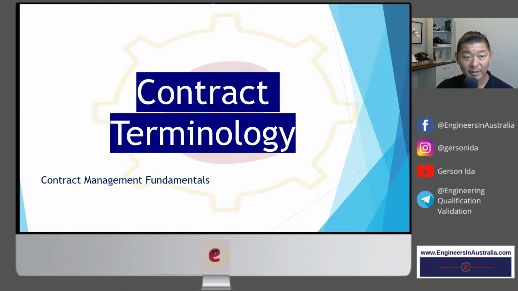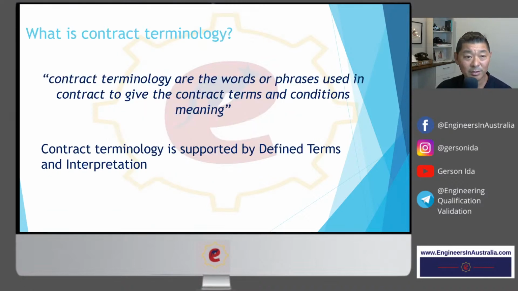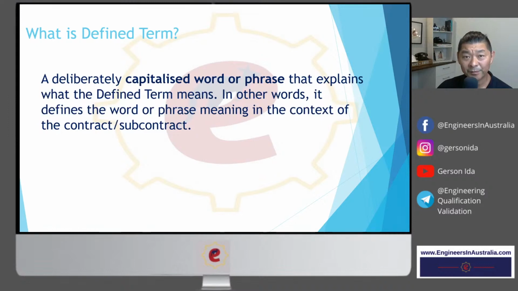Contract terminology. What is contract terminology? Contract terminology is the words or phrases used in a contract to give the contract terms and conditions meaning. Contract terminology is supported by defined terms and interpretation. So very, very important in your contract. Usually there is terminology, or even acronyms, with their meanings in your contract. You need to make sure that you understand those terms very well. So a defined term, what is a defined term?